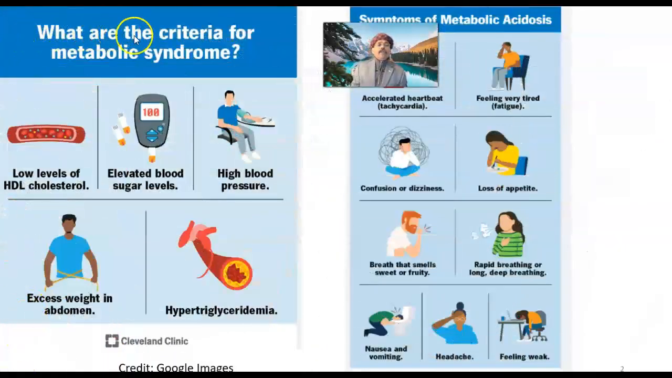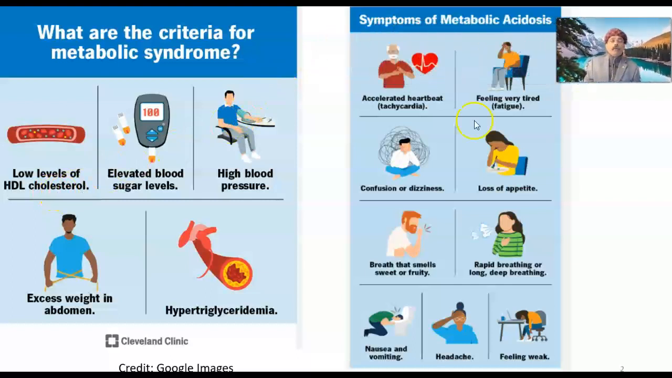So what are the criteria for metabolic syndrome? We have 5 criteria. We must have at least 3 criteria, like low levels of HDL cholesterol. High density lipoprotein cholesterol will be low, which is actually protective. That is the good cholesterol. Okay. Elevated blood sugar level, there will be hyperglycemia.